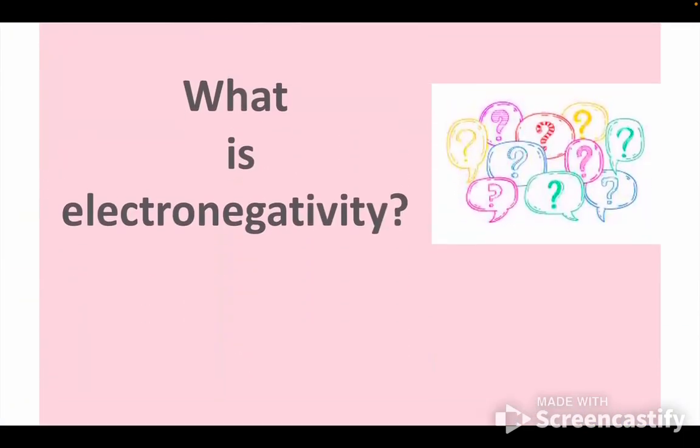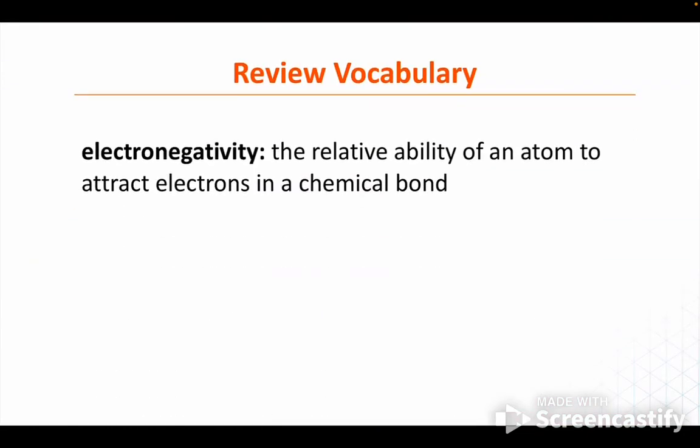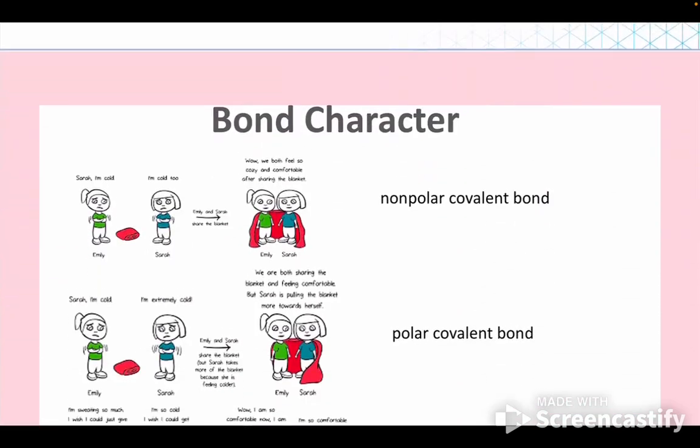So just to review electronegativity, remember that electronegativity is the ability of an atom to pull electrons that are in a bond towards itself, and the electronegativity values are on your periodic table. So remember, they go up to 4.0.